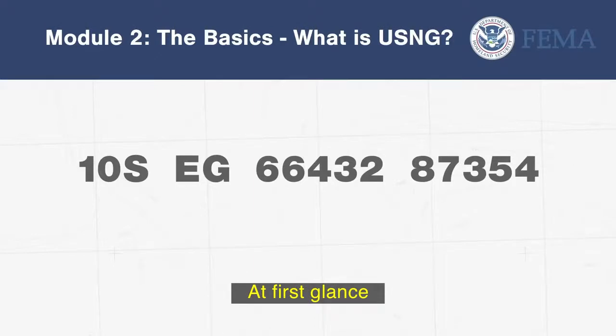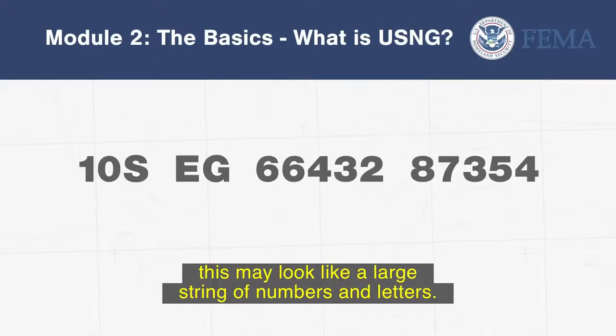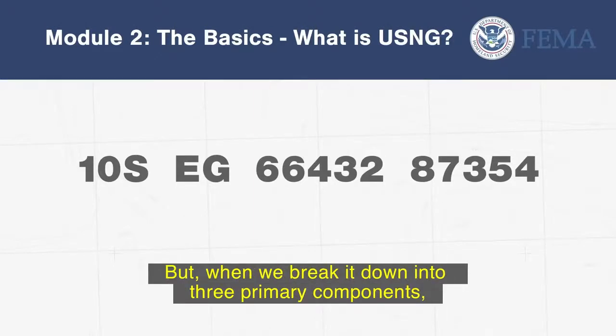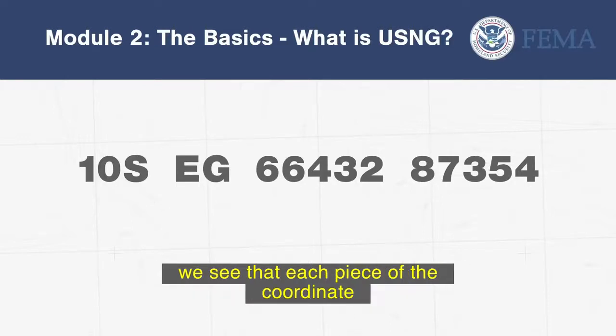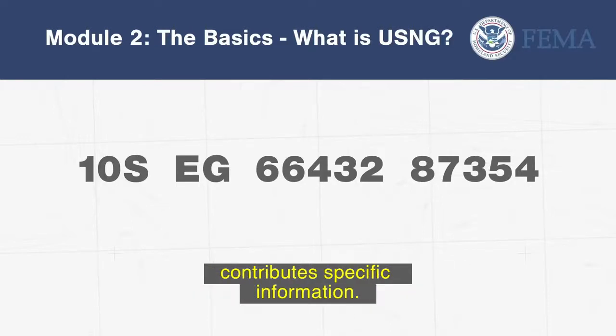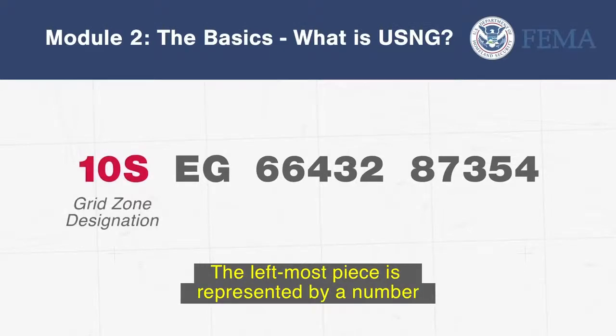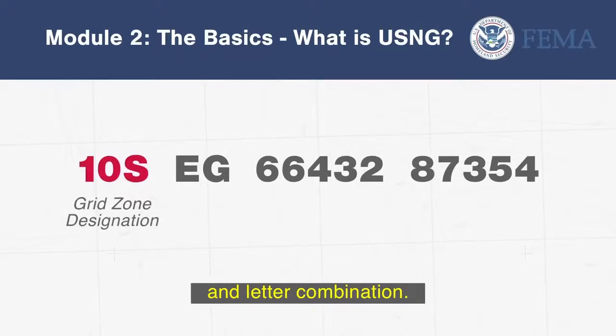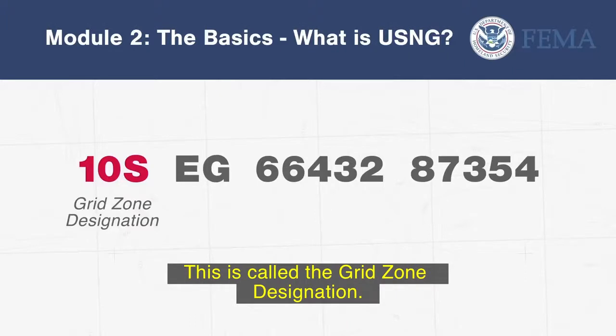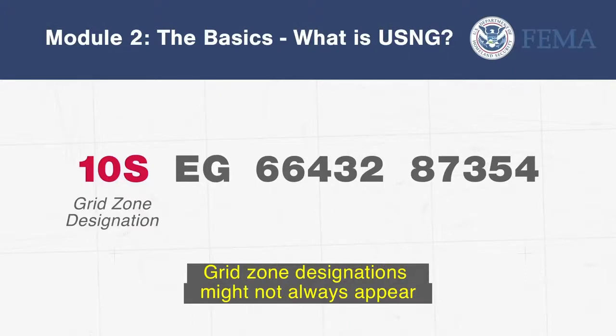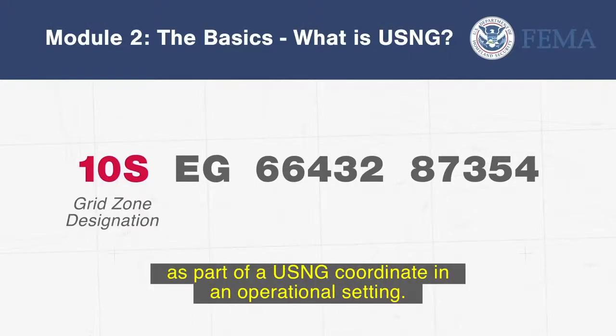At first glance, this may look like a large string of numbers and letters, but when we break it down into three primary components, we see that each piece of the coordinate contributes specific information. The leftmost piece is represented by a number and letter combination. This is called the grid zone designation.